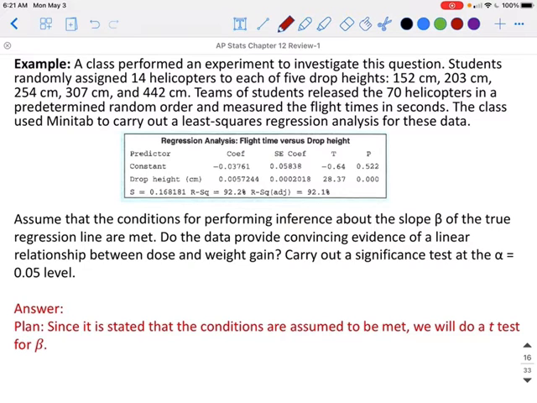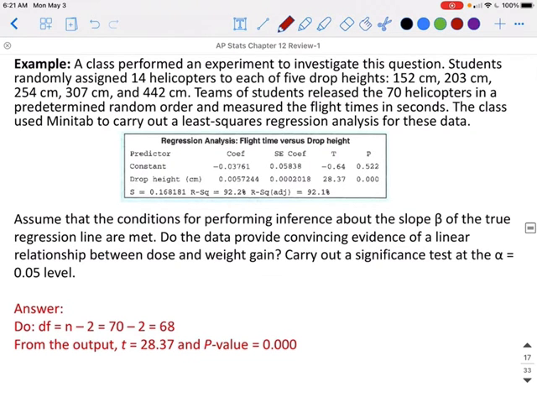Next is the do part of this. This is when we actually do the calculations. They already give you the calculations. You just need to state how you would find it. Now remember, to find the degrees of freedom in this case, it's going to be n minus 2, where n is the number of trials, and they tell you that you dropped 70 helicopters. So we're going to do 70 minus 2 gives us 68.